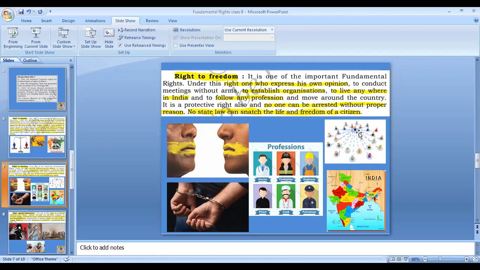It doesn't mean you will enter the neighbor's house and live in their house, saying there is right to freedom, I can live anywhere. That is the wrong thing you are doing. You can move around India, purchase land, and live. That is what right to freedom talks about.